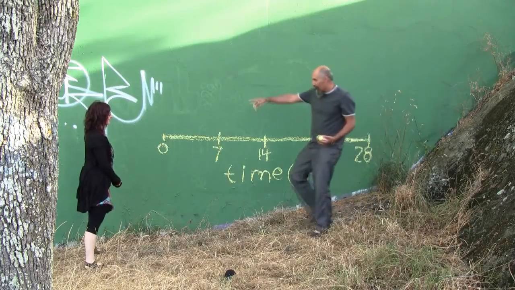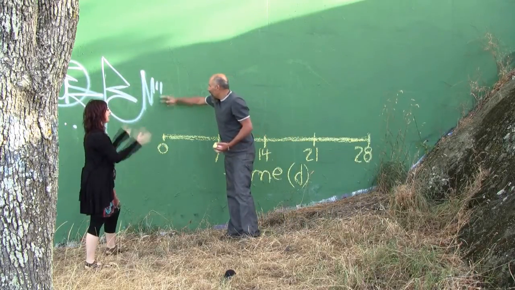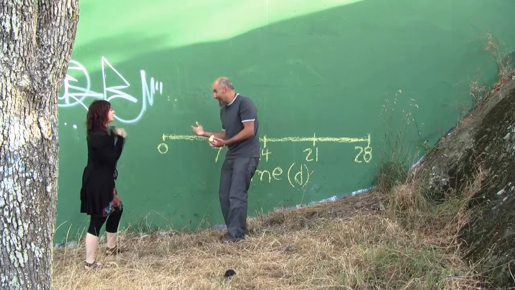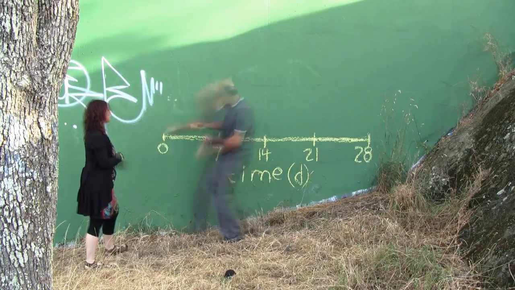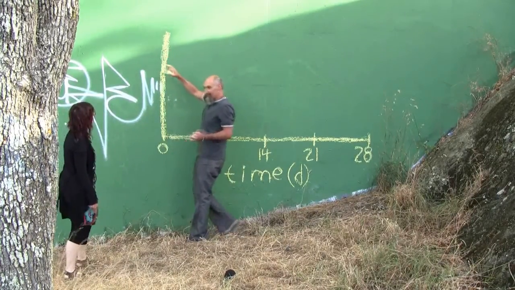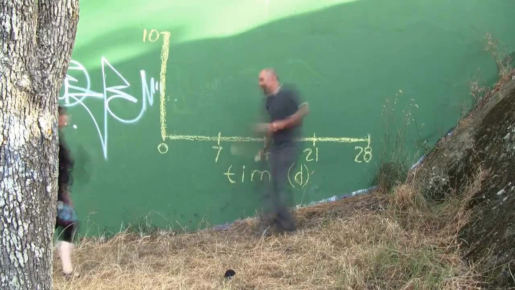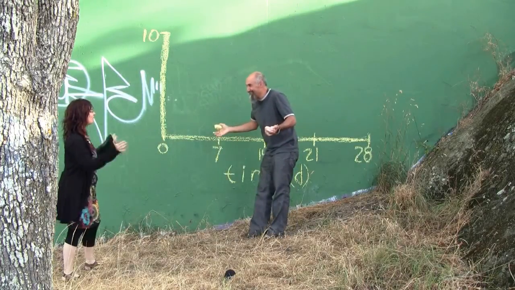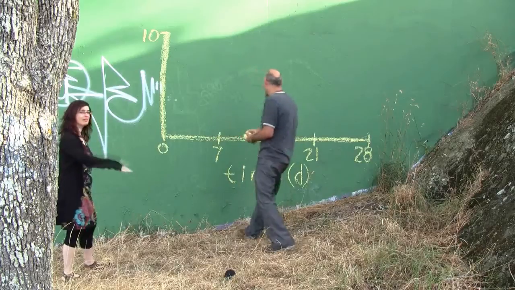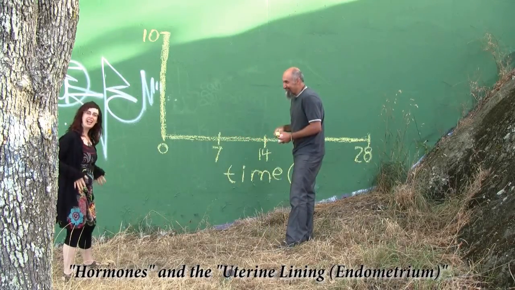What are we going to do with our y-axis? What are we going to call this? Stuff's really happening. Should we put numbers on it, like a 10? Sure, 10 being the most happening. Like you can't miss it. This is it. This is important stuff here. But delve in further for more information about hormones and the uterine lining.